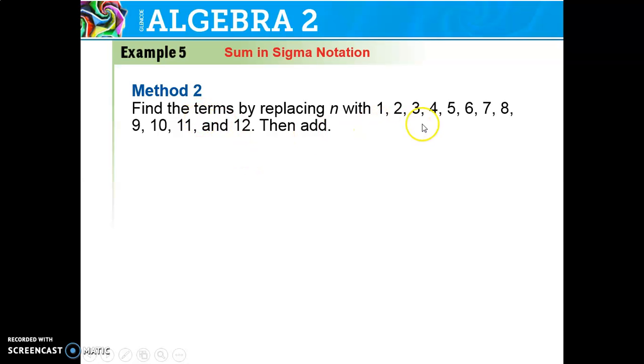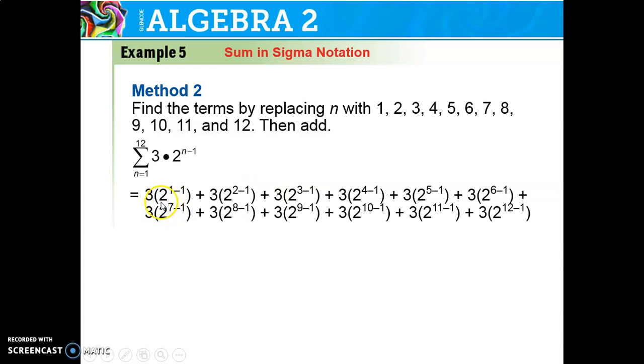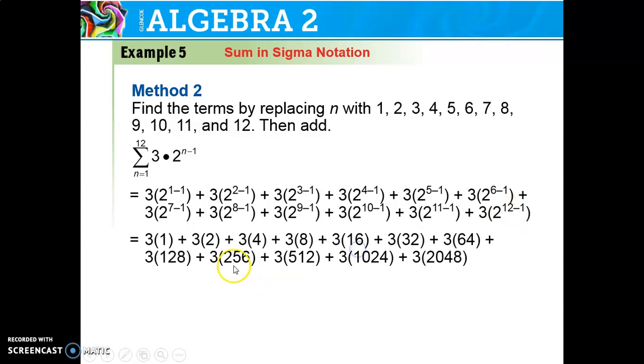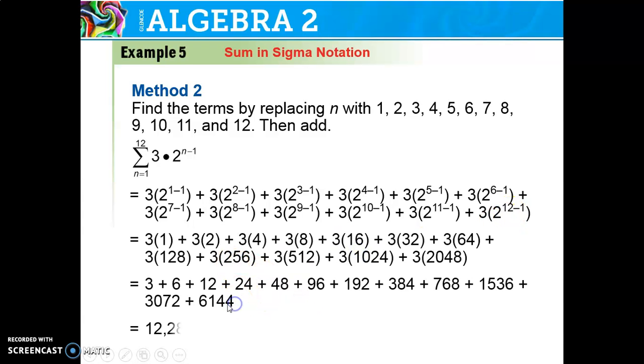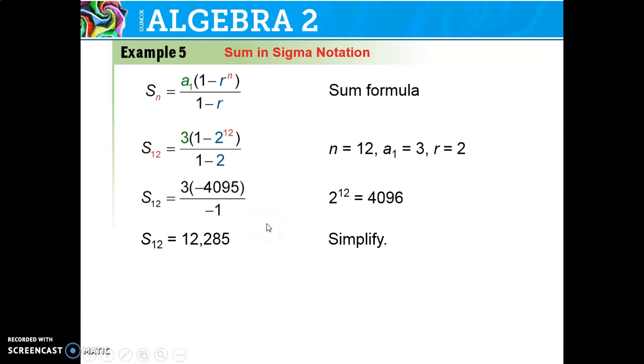So we can find the terms by replacing n with all the way up to 12, then add. So we can do 3 times 2 to the 1 minus 1, 2 minus 1, 3, 4, 5, 6, 7, 8, 9, 10, 11, 12. And if you add those all together, you actually end up with the same 12,285. So you need to decide, is it easier just to add it all out, or is it easier to go back and use a formula to get it? And either way is fine.